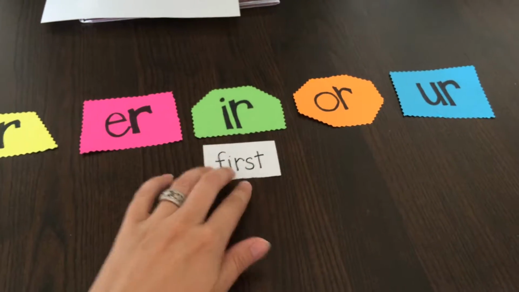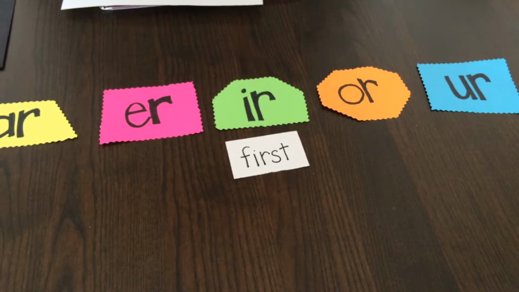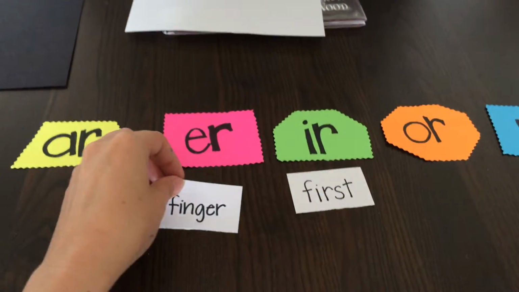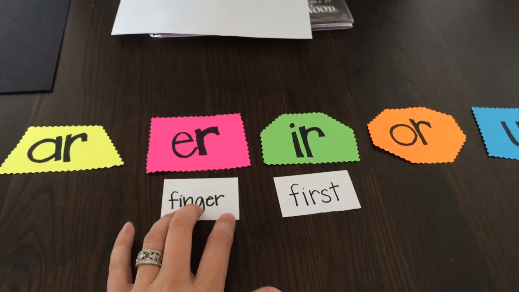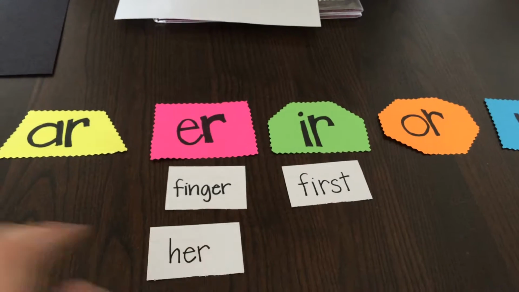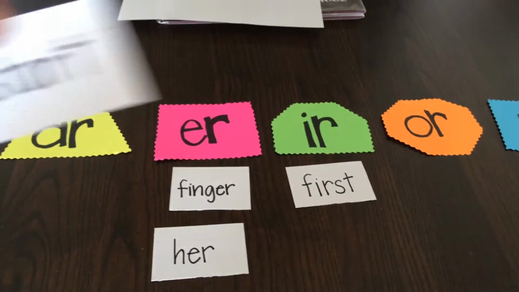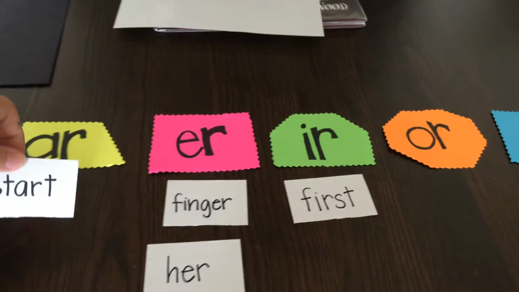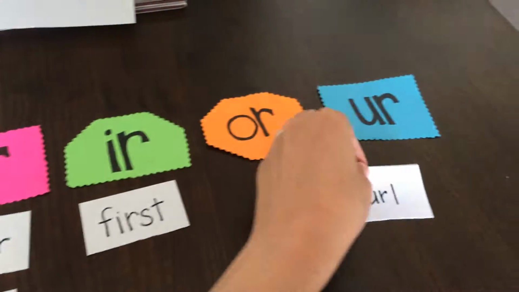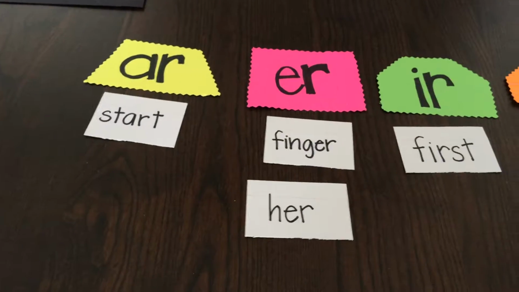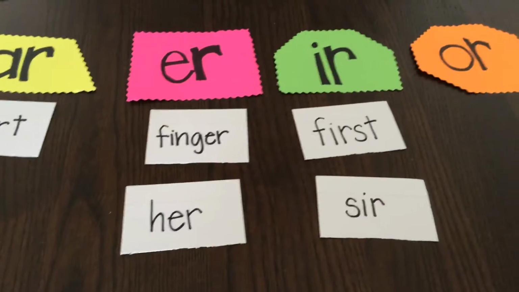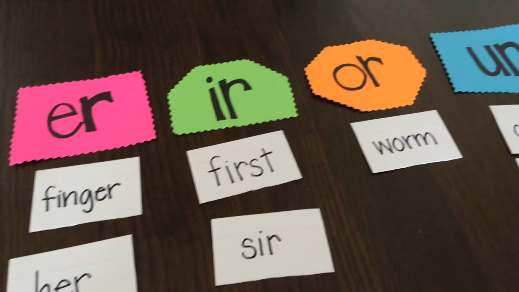First goes in the IR category. Our next word, finger. Finger. That is an ER word. Her. Start. AR. Start. Curl. UR. Alright, and we keep going for those. Sir. Worm.